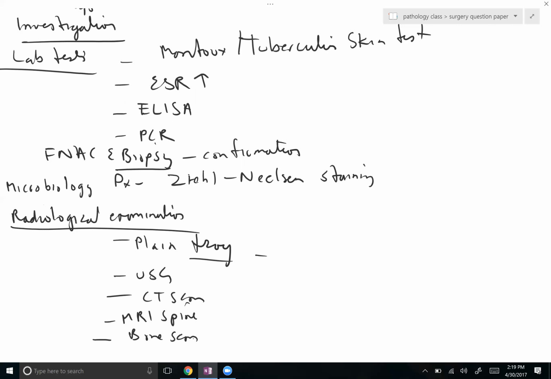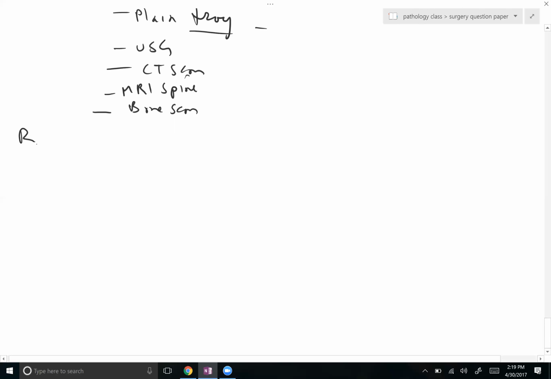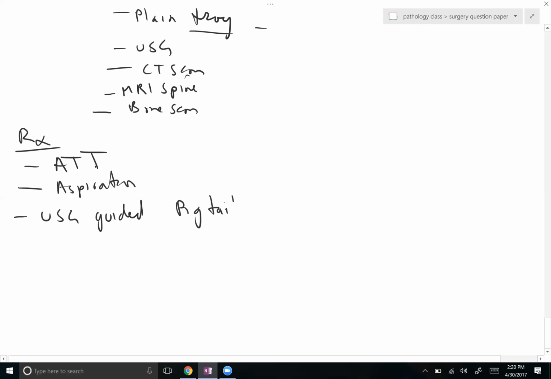Now, treatment of this. First, if we suspect TB, then anti-tubercular drugs. Next is aspiration, ultrasound guided. We are talking about ultrasound guided pigtail catheter drainage.